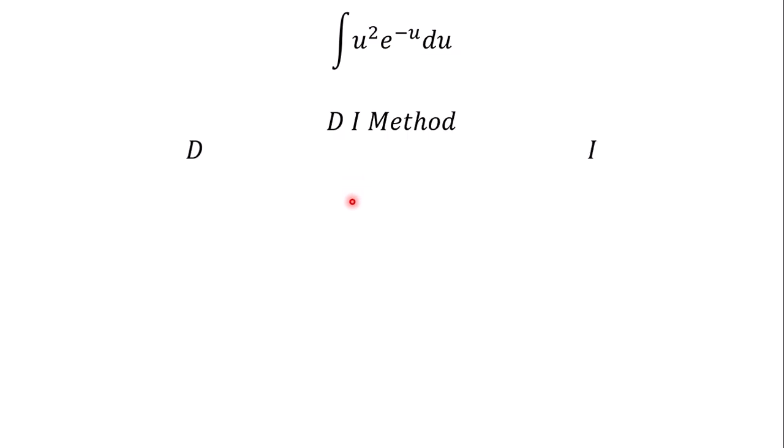Now let's draw our format. We are going to differentiate this and integrate this. Okay. Now when you differentiate this, we are going to get 2u. And when you integrate this, we are going to get minus e to the power minus u.